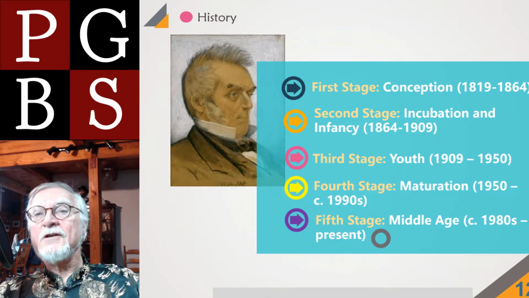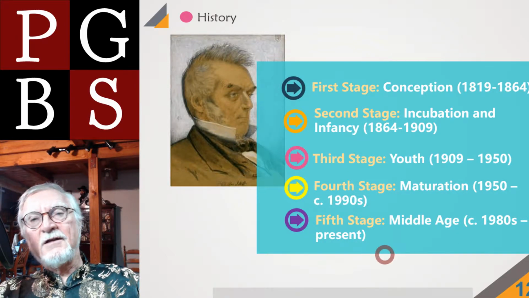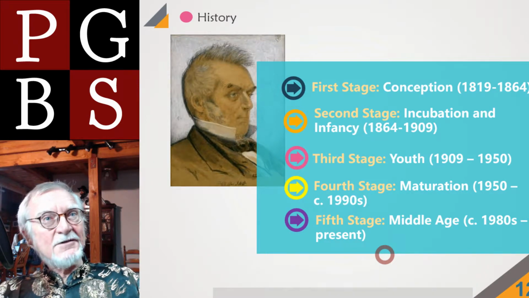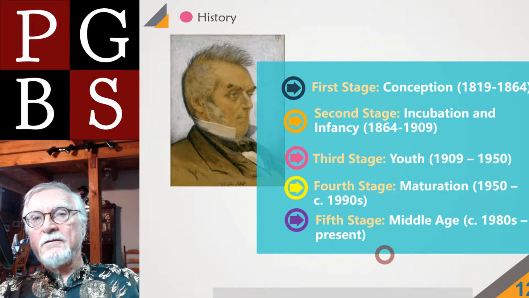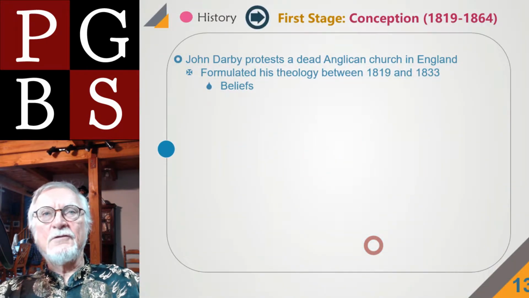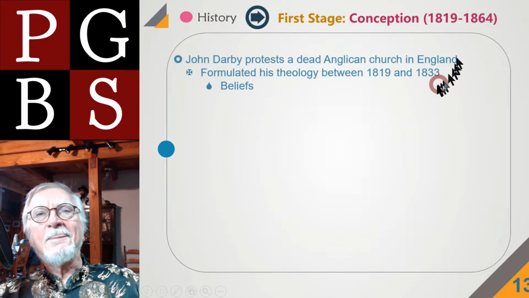Now, the fifth stage, which we'll call the middle age of dispensationalism, is the 1980s to the present, just like human beings in their middle age start to break down. I can testify to that. Dispensationalism is starting to break down. I'm about to have a hallelujah breakdown when I think about it. They are. In fact, well, I'll get to that later. All right, let's start first of all with the first stage of the history of dispensationalism, conception, 1819 to 1864.